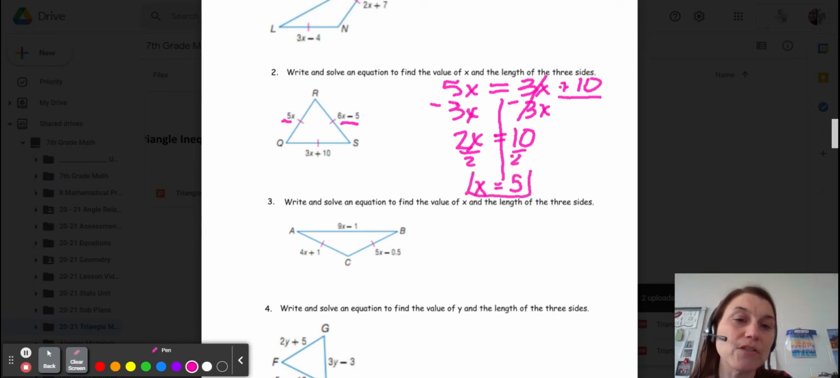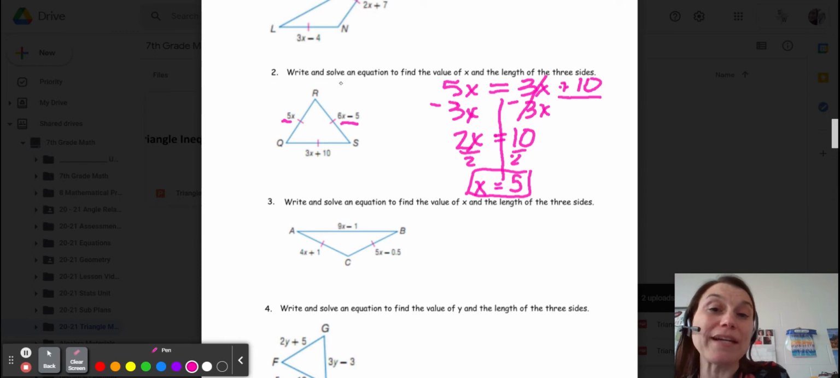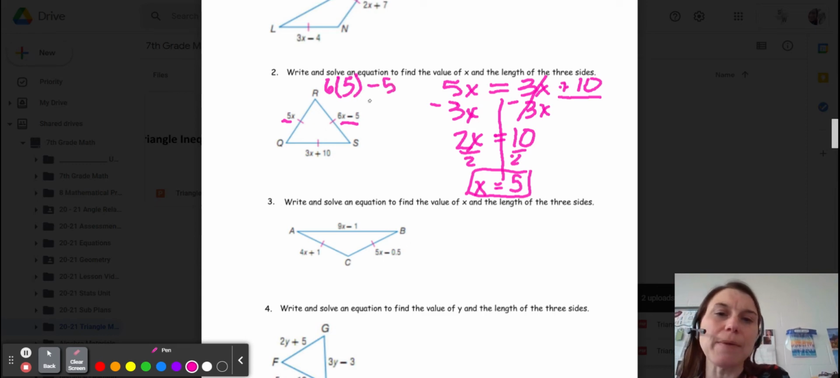Yay. So now how am I going to check it? Well, I'm going to check it by putting it into the side lengths, because if I get the same side length all the way around my triangle, then I have the right value for x. So let me start with the one I didn't try yet. 6, and I'm going to substitute in 5 for x. So 6 times 5 minus 5. Well, 6 times 5 is 30, minus 5 is 25. So this side length will be 25 units.